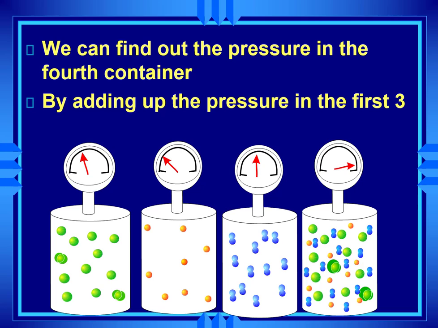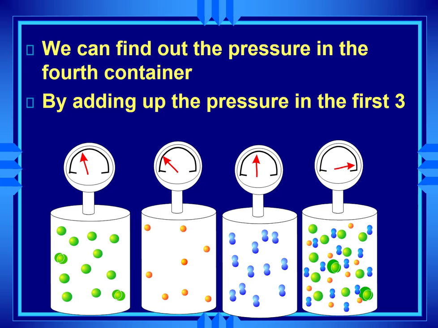Por ejemplo, you look at these four containers. First one's got the green atoms. Second one's got the orange atoms. Third one's got the blue molecules. The fourth one's got the green atoms, the orange atoms, and the blue molecules. It's got all of them. So the pressure in that fourth one should be the same as the three added up.